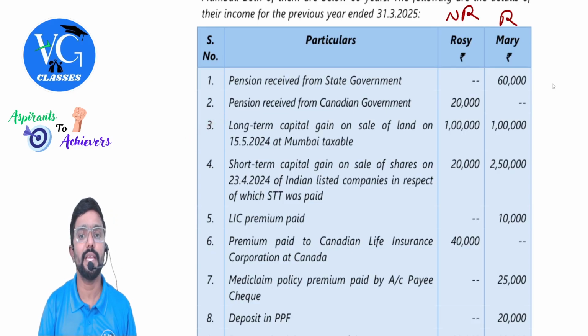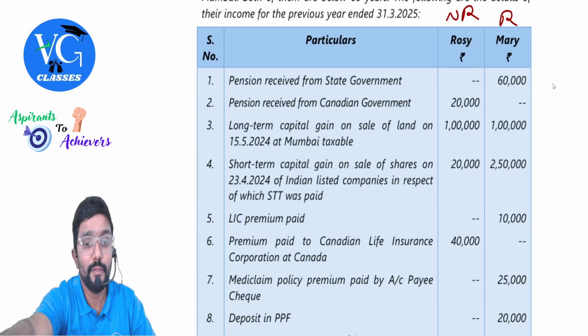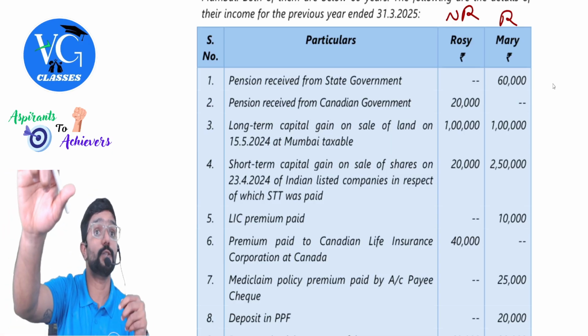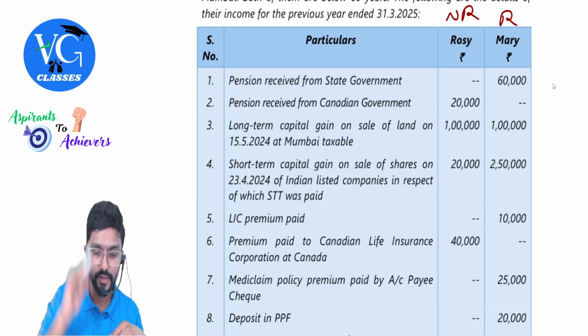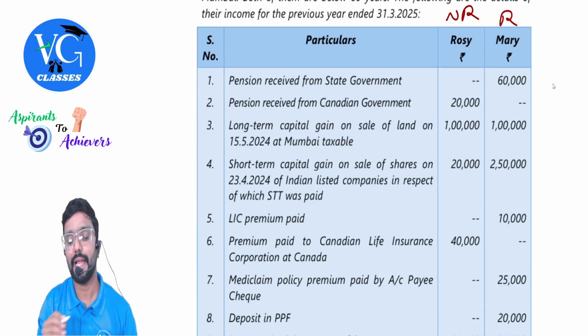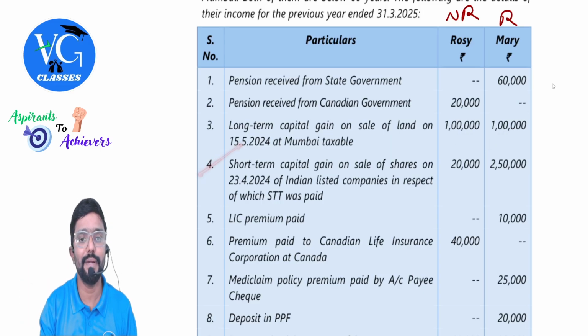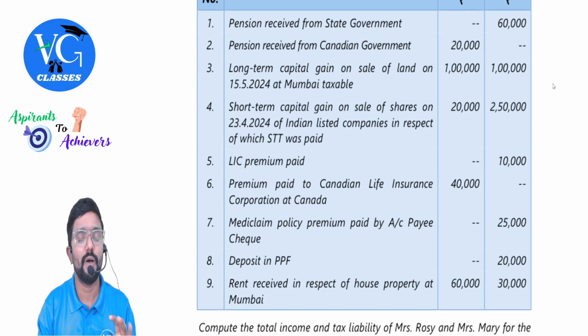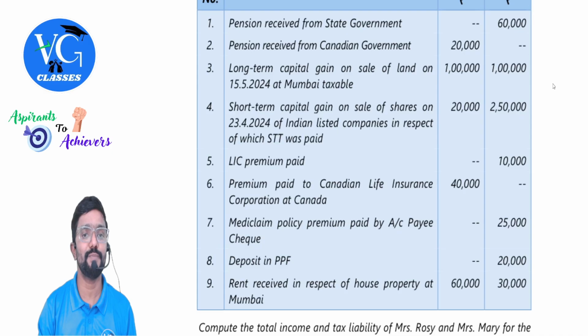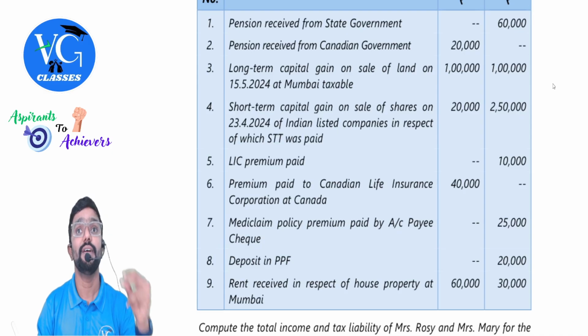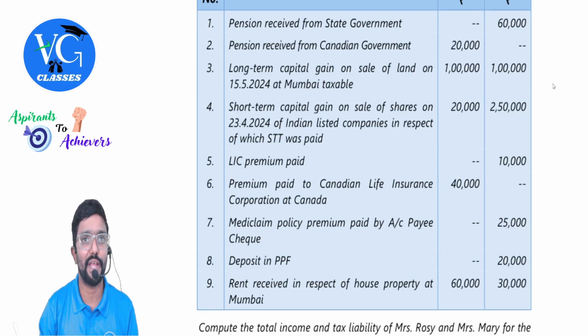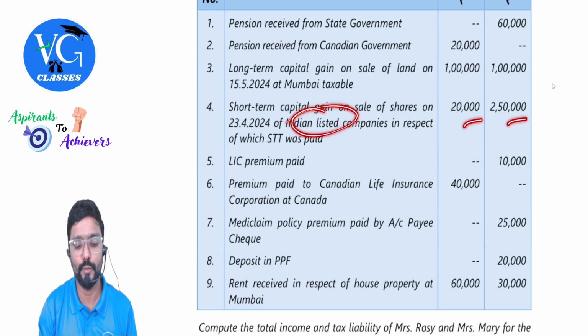Long-term capital gain on sale of land on 15th May 2024, before 23rd July, at Mumbai, taxable, 1 lakh. Taxable for both. Short-term capital gain on sale of shares on 23rd April of Indian listed companies in respect of which STT was paid, again before 23rd July. Old rate is still applicable. As it is the shares of an Indian listed company, taxable for both.